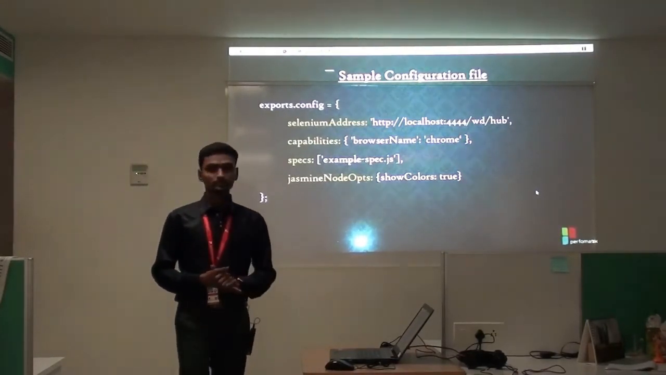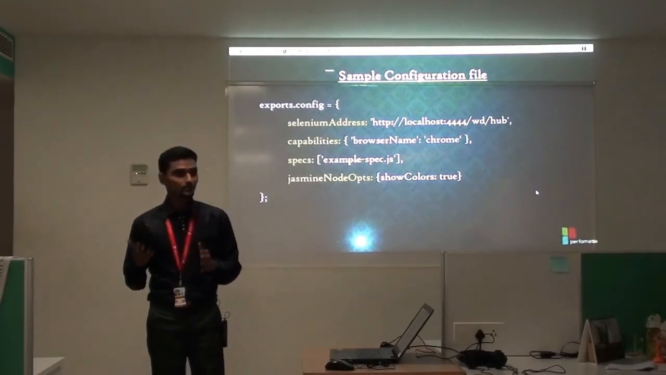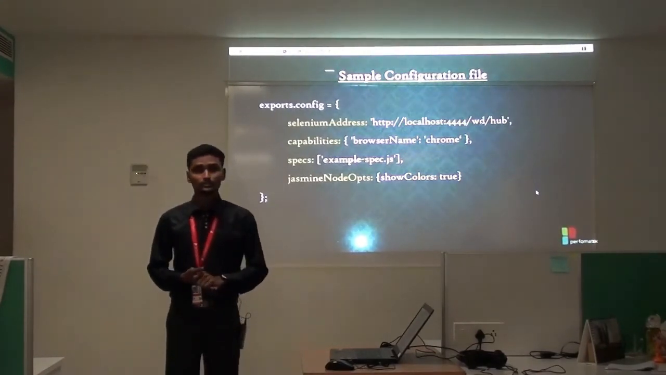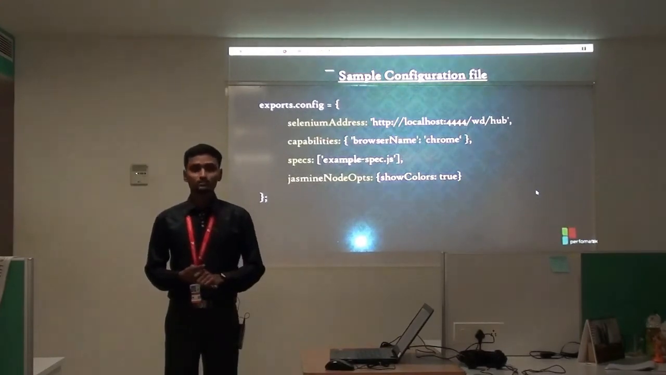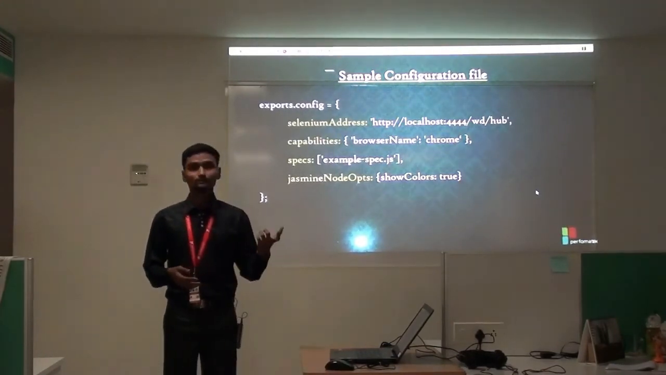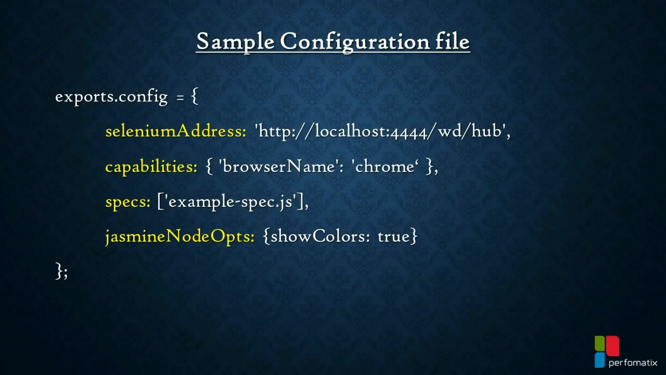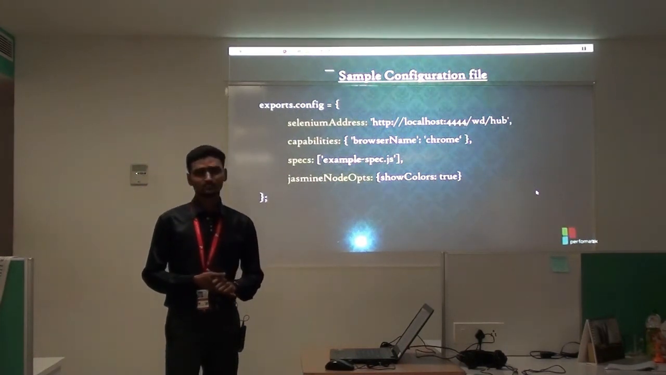And the third parameter is the spec, meaning which test file you need to execute. You need to mention that in your spec. If the config file and the test file are in the same location, you directly give the spec file name. Otherwise, if they are in different locations, you have to mention the corresponding absolute path of the spec file. And the last one is the Jasmine node option.